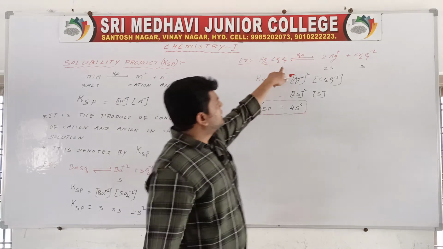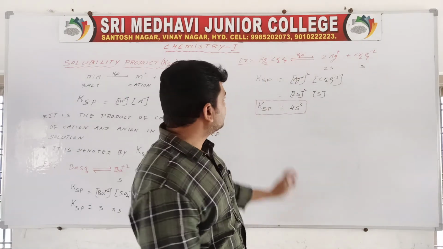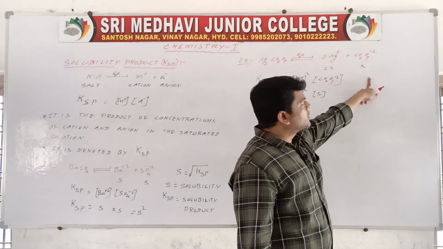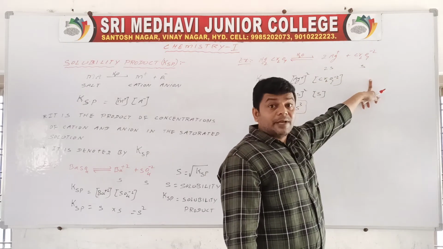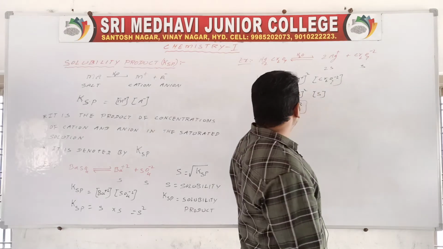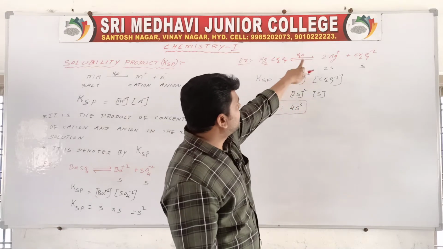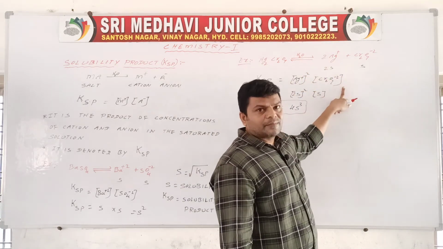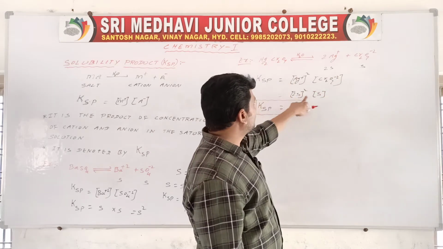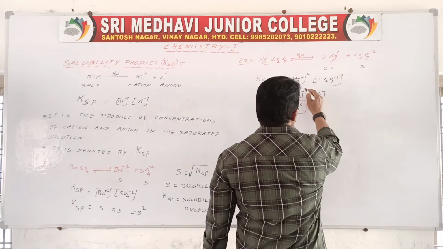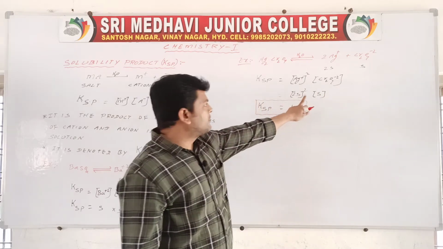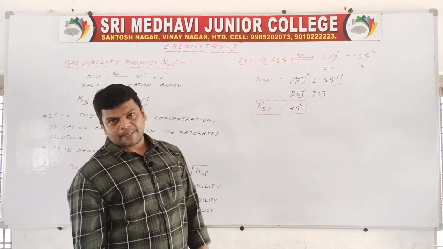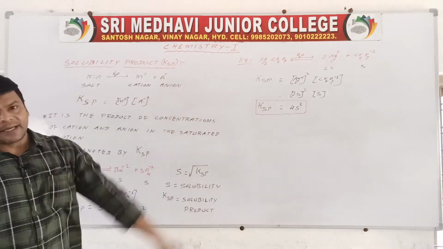Then Ag2Cr2O7 can be divided into 2Ag plus and Cr2O7 minus 2. Then KSP equals Ag plus whole square, writing its coefficient as the power, times Cr2O7 minus 2. That is 2S whole square, which is 4S square, into S, 4S cube. So KSP equals 4S cube. Understand? So this is a solubility product.